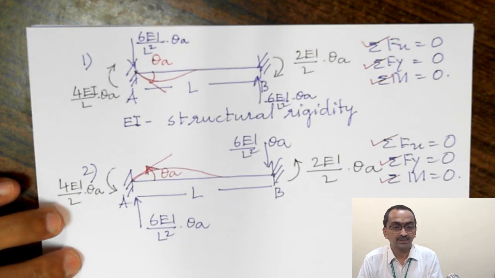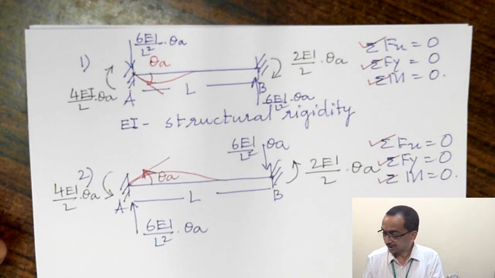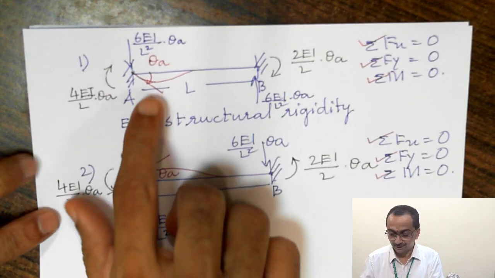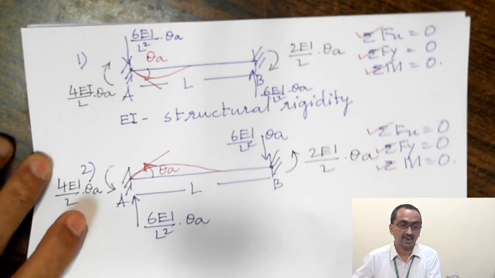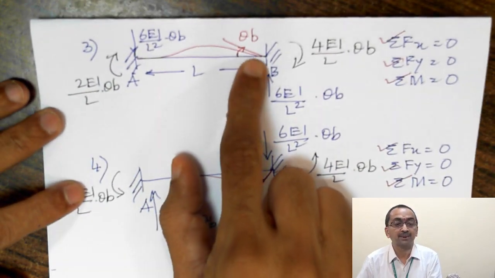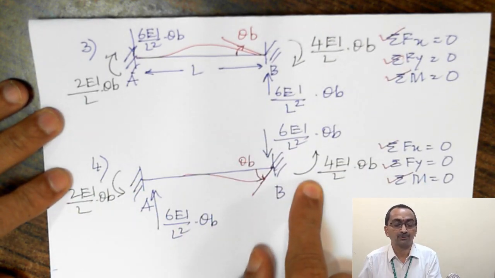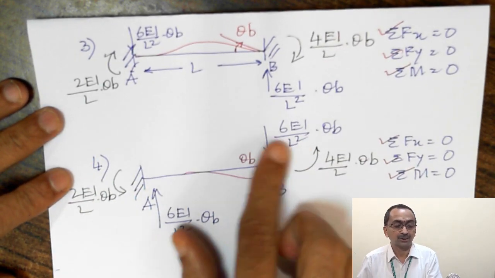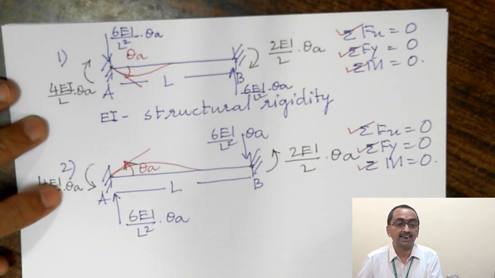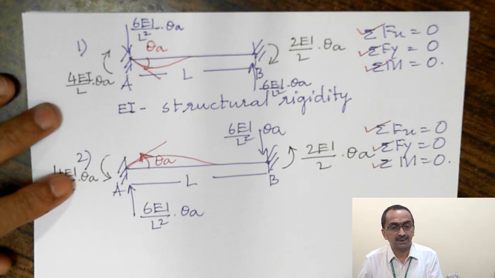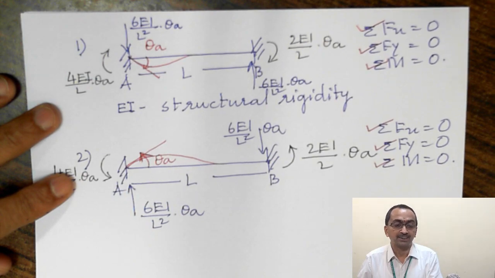Welcome students. Hope you remember in our last lecture we dealt with rotational stiffness. That is, when we apply rotation at A in clockwise and anticlockwise direction, as well as when we apply rotation at B in clockwise and anticlockwise direction, what are the forces that are required to cause this rotation, or in other words, what are the forces that will be required when we apply the rotations at end A and end B.